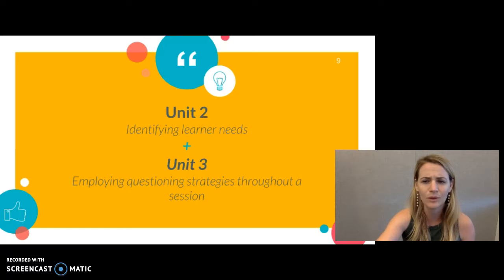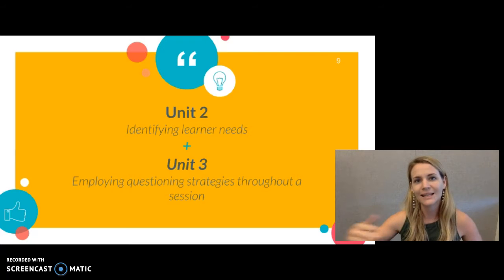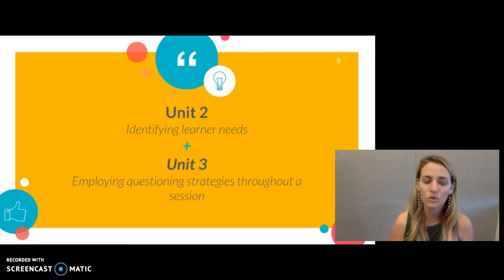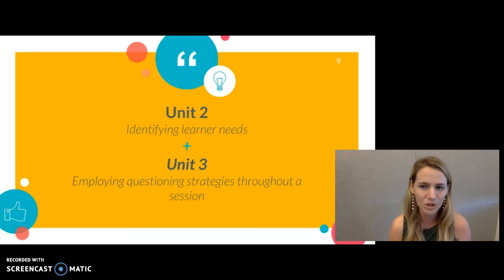So let's now move on, and I wanted to briefly address how Unit 2 really ties in with Unit 3. In Unit 2, it's all about identifying learner needs, and Unit 3 takes that a step further by employing questioning strategies throughout a session. So this is really the next step.